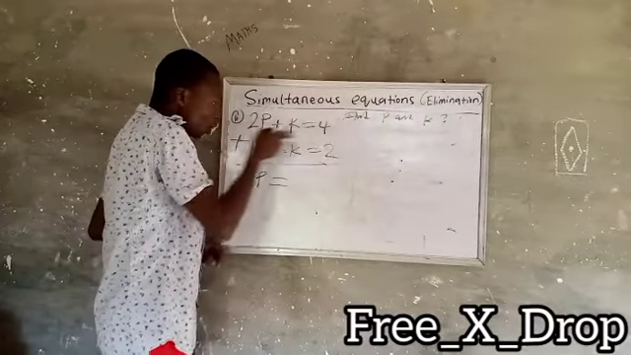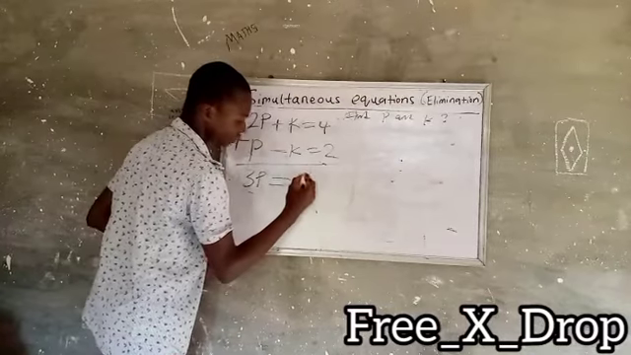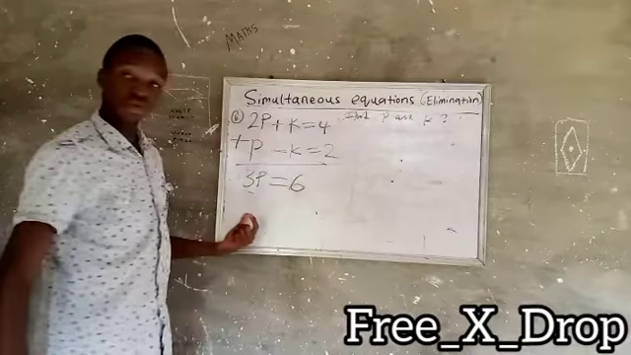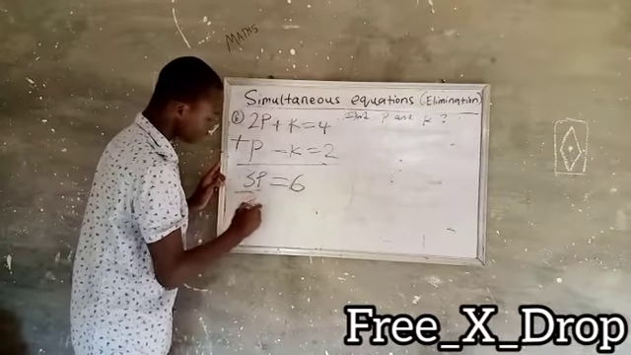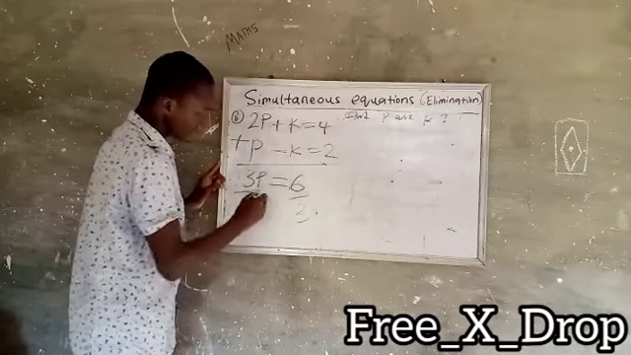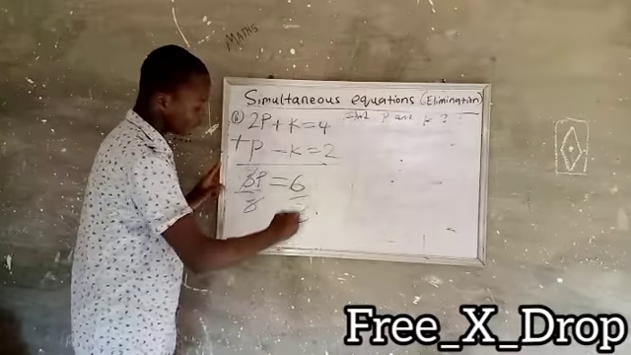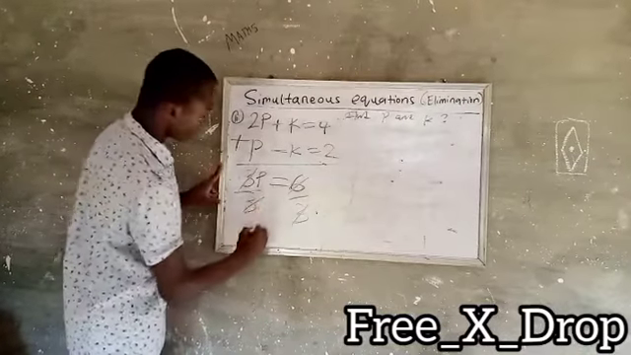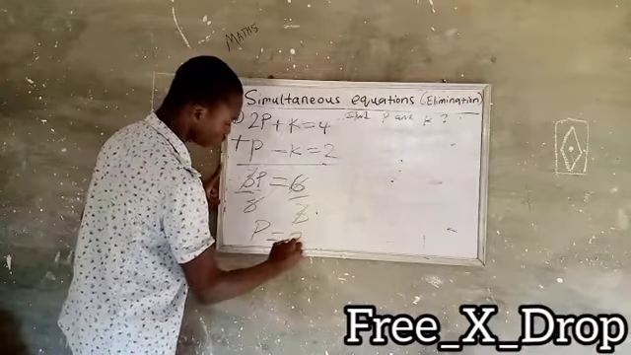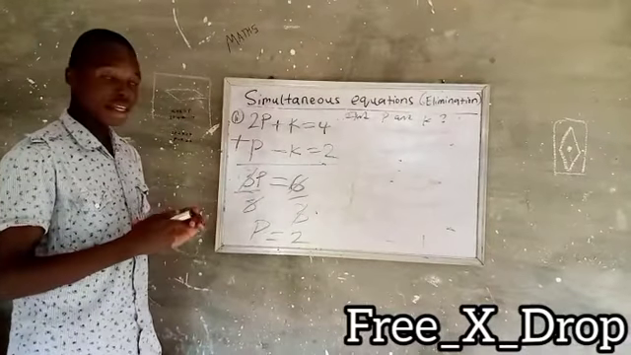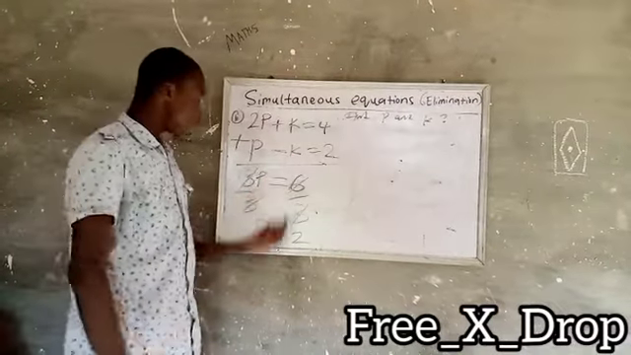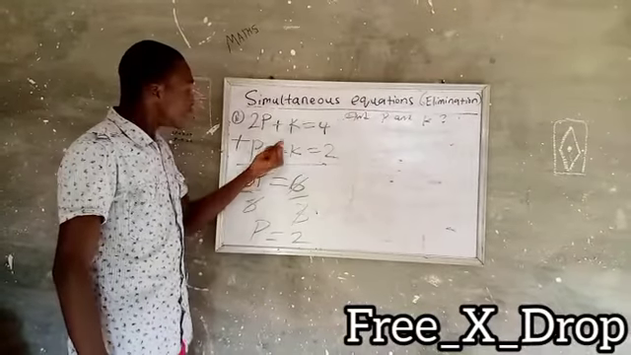Then 4 plus 2 is 6. So what do we simply do here? We divide both sides by 3. 3 divided by 3 is 1. 6 divided by 3 is 2. So we have p equal to 2. So you see that we have gotten our p by using the elimination method.